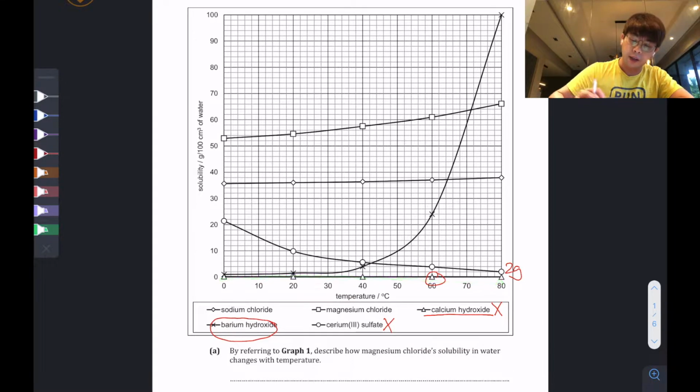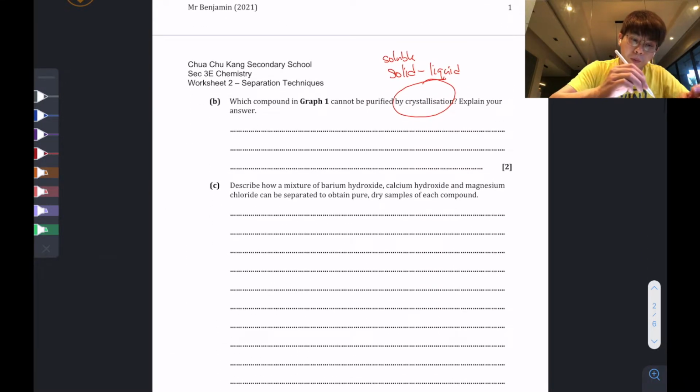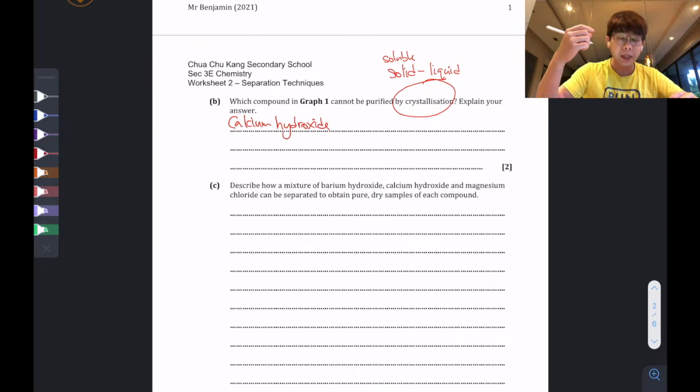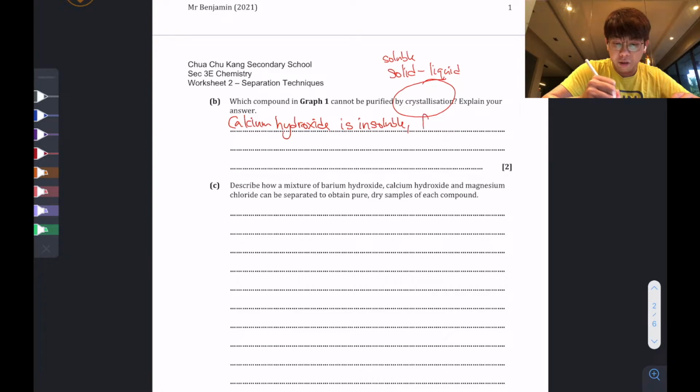How do we write our explanation then? First we have calcium hydroxide. The reason why calcium hydroxide cannot be purified by crystallization is because calcium hydroxide is insoluble and it forms a suspension. The other one is cerium sulfate.